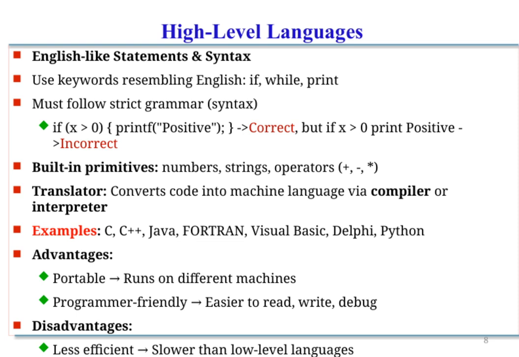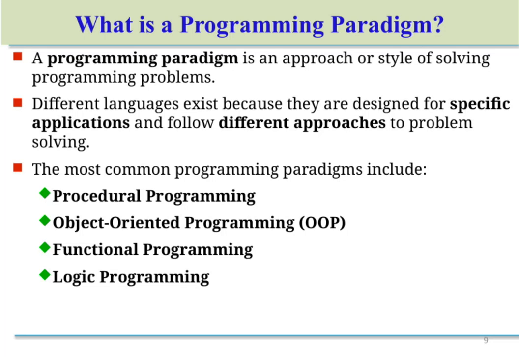In summary, high-level languages help us write clearer, more portable code, but we need to be mindful of their efficiency and the translation process involved. A programming paradigm is essentially an approach or style we use to solve programming problems. It's like choosing the right toolbox for a specific task.